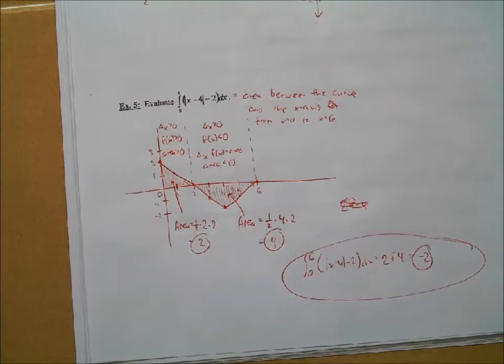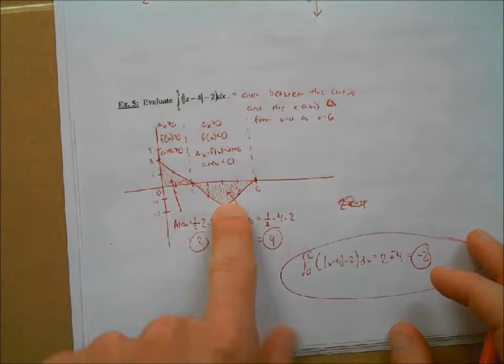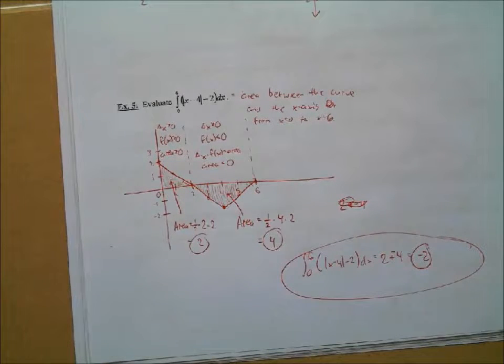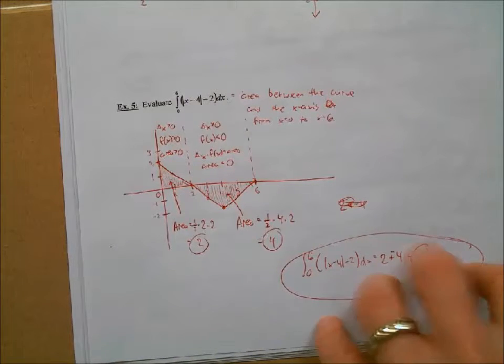We take the positive area here, 2, take this area, but make it negative, because it's under the x-axis, and so it becomes negative 2. Okay? Does that make sense? Question on any of that? All right, keep on trucking here then.